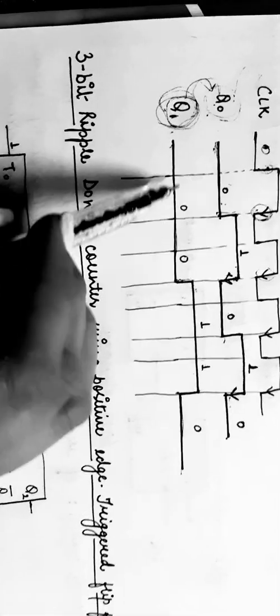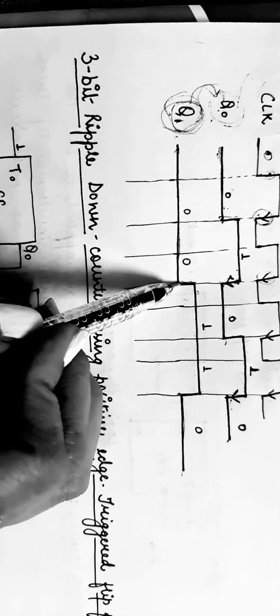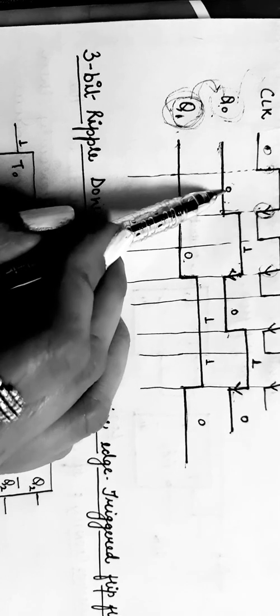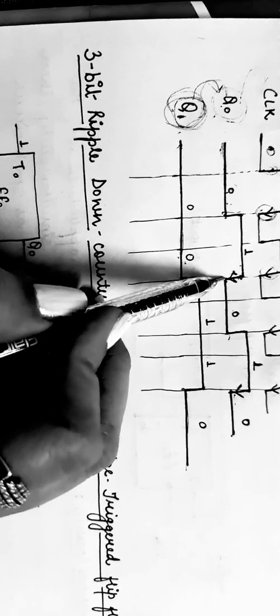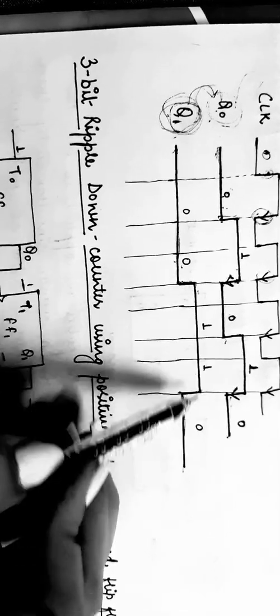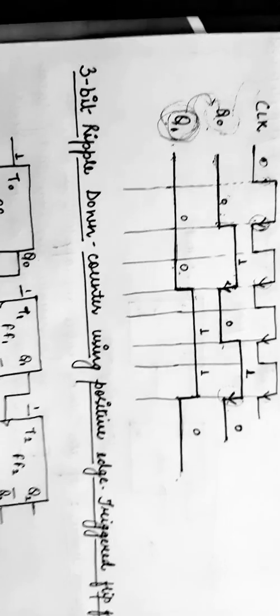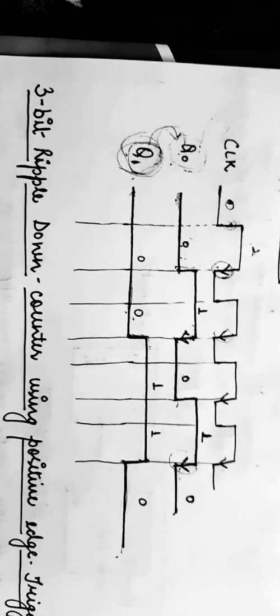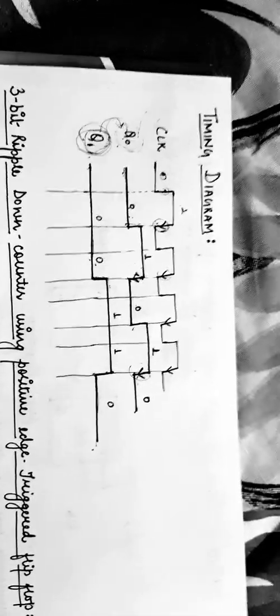Clear what we did? Till here, it will remain in its same state, that is 0. After that, it will change because we have applied a negative edge trigger. Its state changes. After that, here its state changes and we get 0. So this is how we design the 2-bit ripple up counter using negative edge trigger.